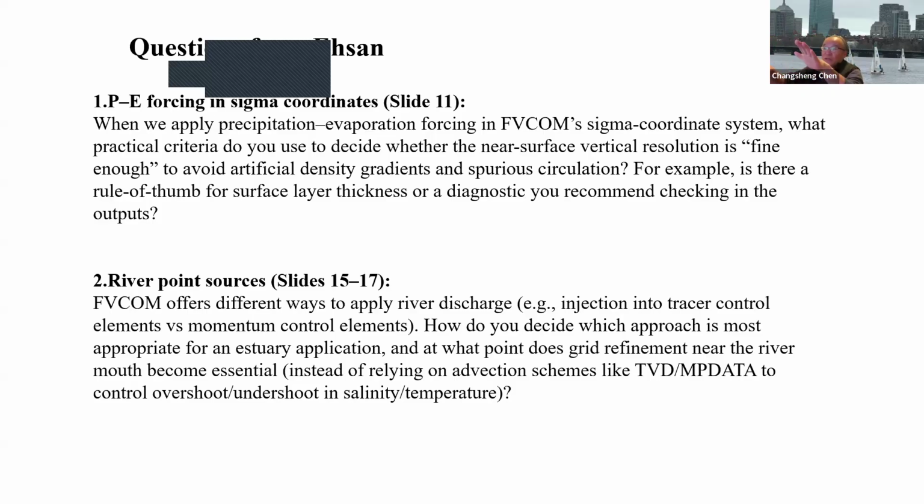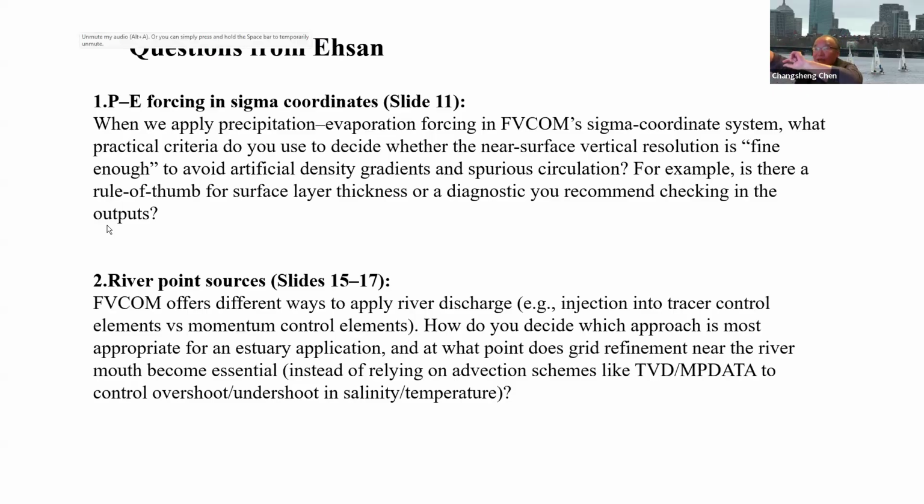When the resolution is coarse, it also depends on where you put the fresh water in. Most of the time I suggest the user, when you put a river in, don't put it in the coast boundary node. You have to make the river channel, a narrow channel into the land. Then put the fresh water in that side. You can avoid a lot of problems.